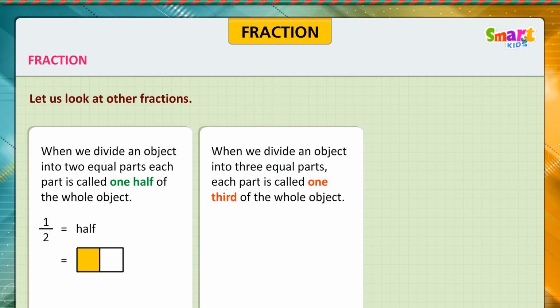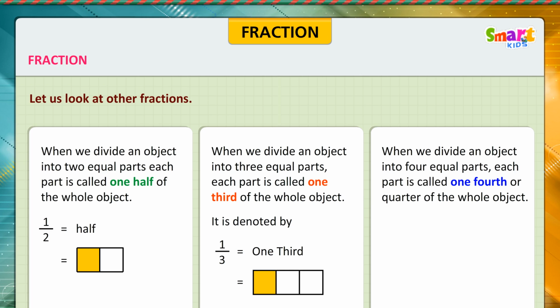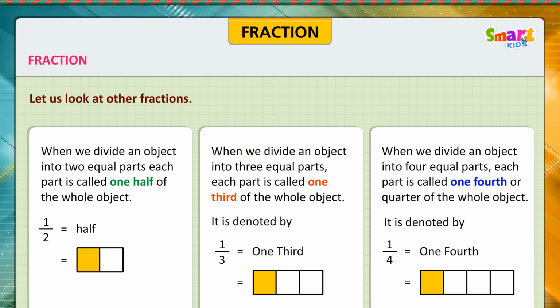When we divide an object into three equal parts, each part is called 1/3 of a whole object. It is denoted by 1/3. When we divide an object into four equal parts, each part is called 1/4 or quarter of the whole object. It is denoted by 1/4, which is equal to a quarter.